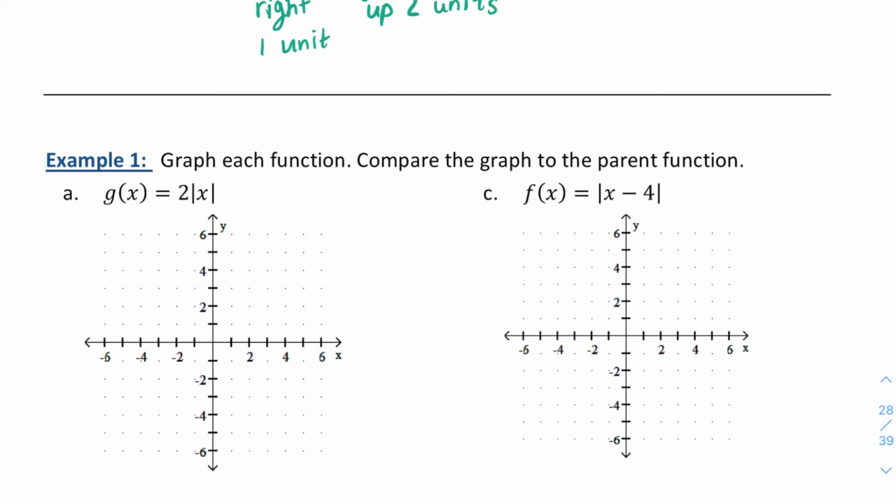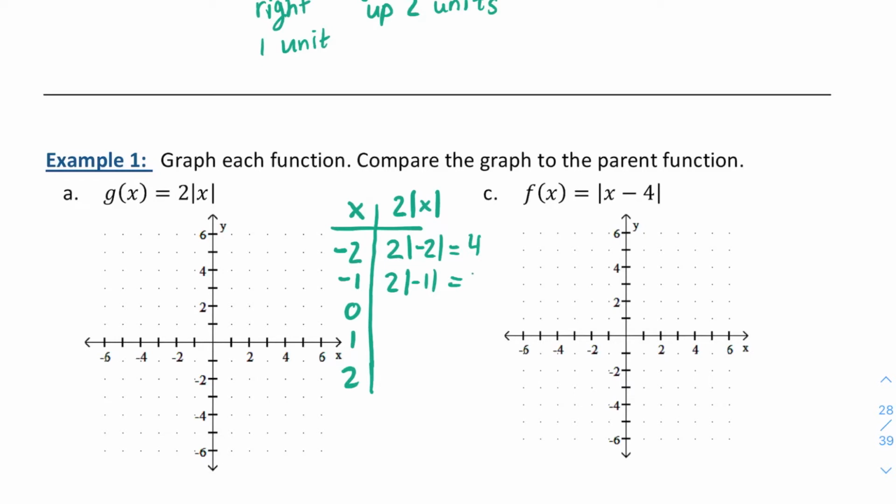So there's lots of ways that you could do this. I'm just going to make a table of values for this one. So if you plug in a good variety of points here, like -2, -1, 0, 1, and 2, absolute value of those times 2 is going to give you 4, 2, 0, 2, and 4.